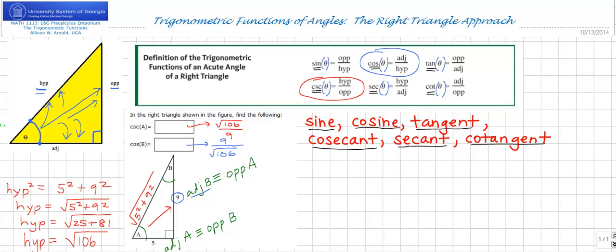And so this is what I refer to as the definition of trigonometric functions of an acute angle of a right triangle. It's the most simple form of the trig definitions that we present, and then we build on this definition with subsequent lessons.